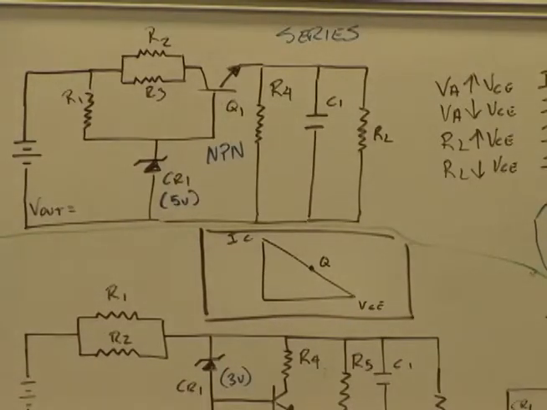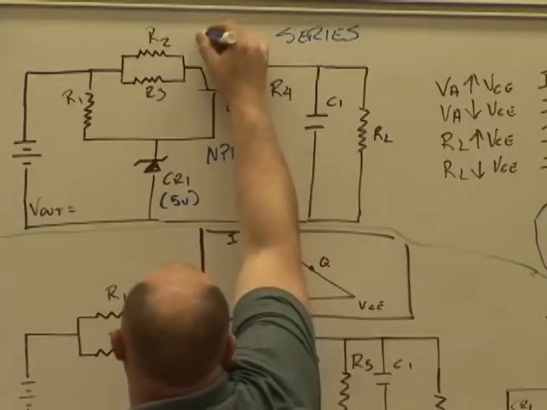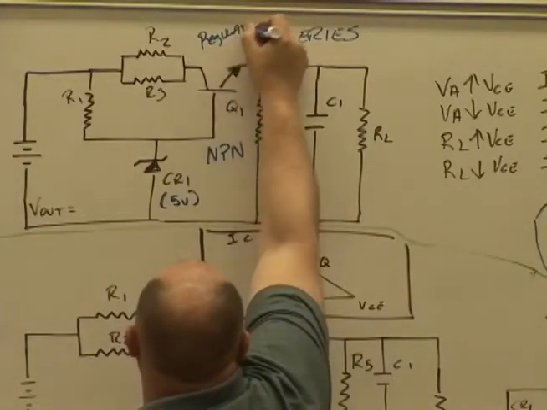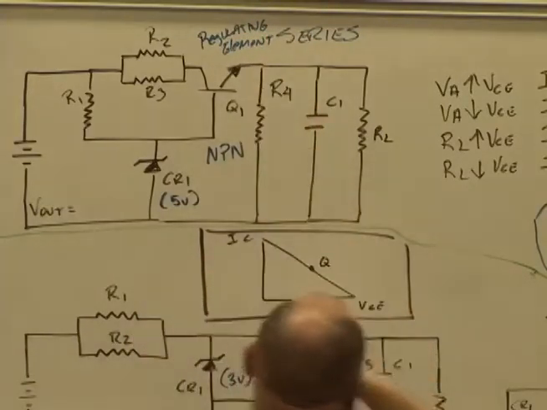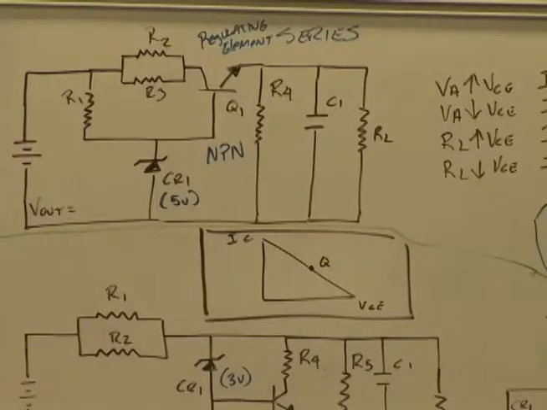Why do we call it that? Good answer. Because what do we call the regulating element? Series Q1 is in series with the load. Look at the redraw. Don't forget what Q1's called. It's the regulating element. What else? Yes, that's its other name, the series pass transistor.